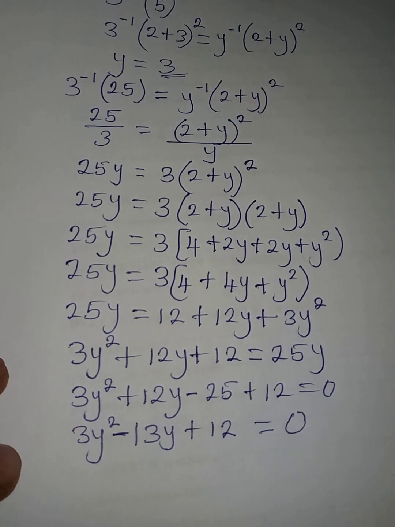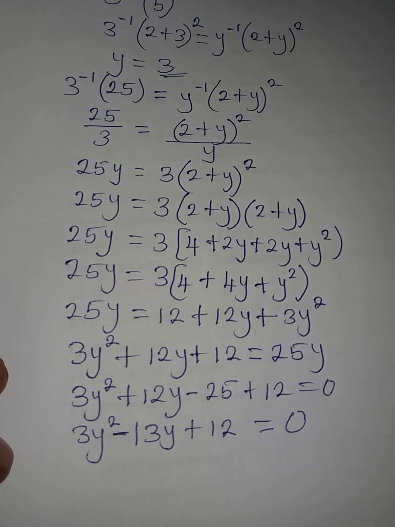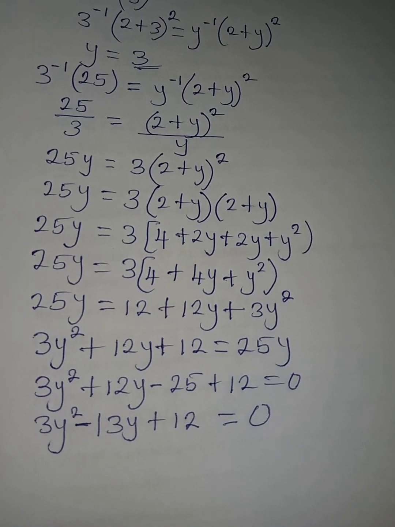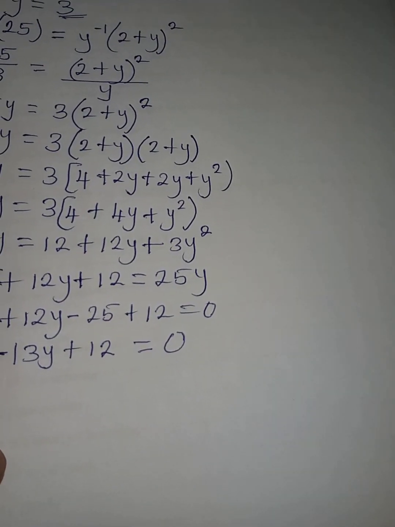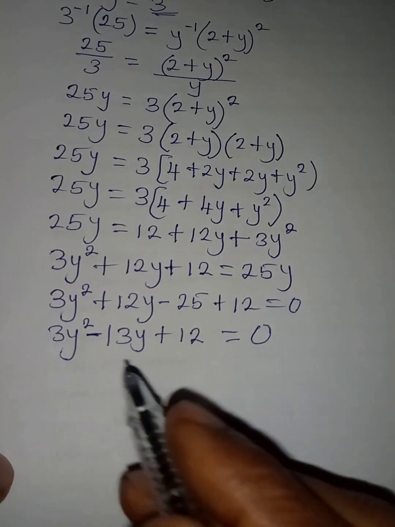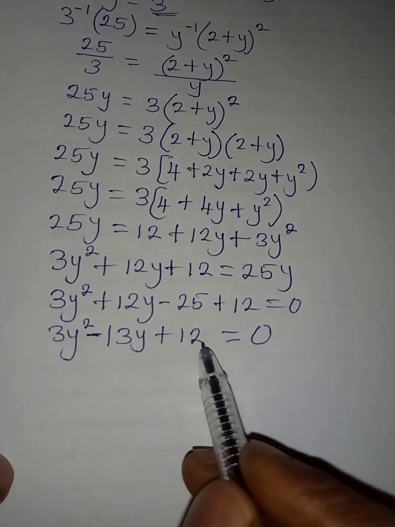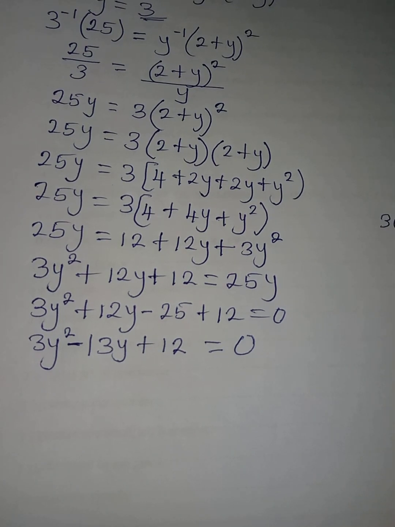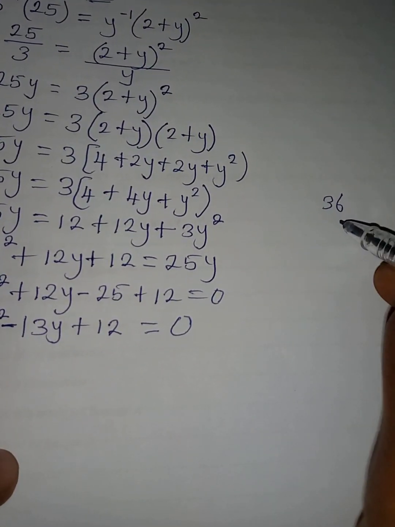Now, how do we solve this equation? I want us to solve this equation by factorization. And to do that, you can do something like this. Since we're having 3 and 12, multiply 3 by 12. So we're going to have 36. I don't know if you can see that.